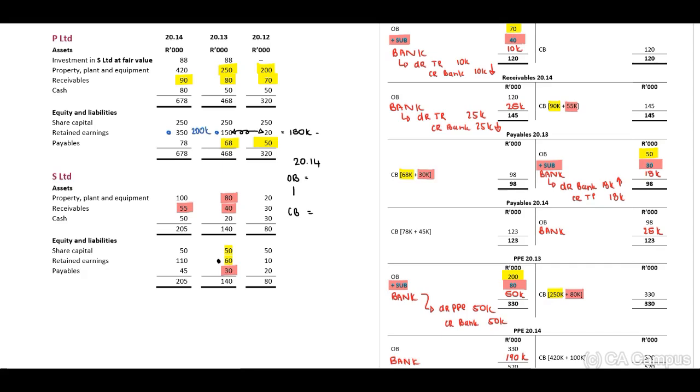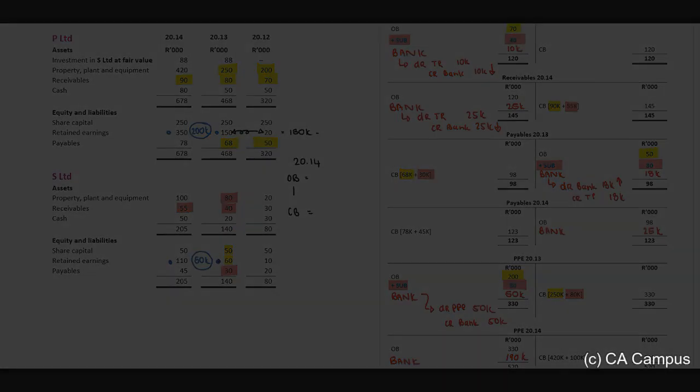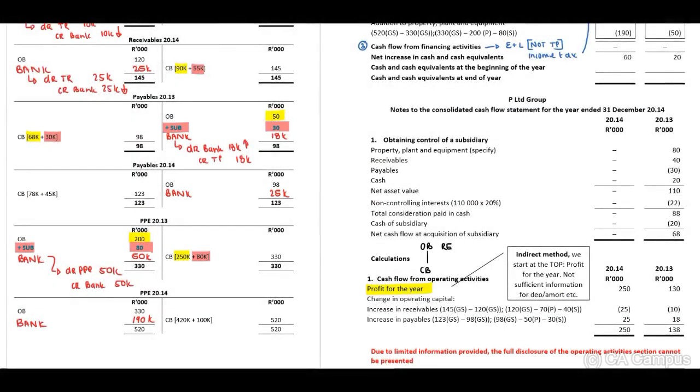When we look at S, this will be the movement between the 110,000 and our 60,000, and this will be a total of 50,000. Therefore, our total retained earnings movement, which will be our profit for 2014, will be 250,000. And this is what we include in our cash flow from operating activities: 250,000 for 2014 and 130,000 for 2013.